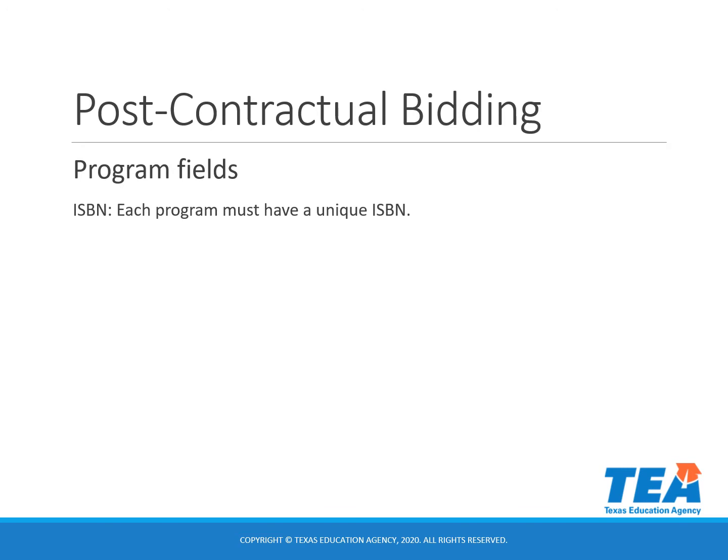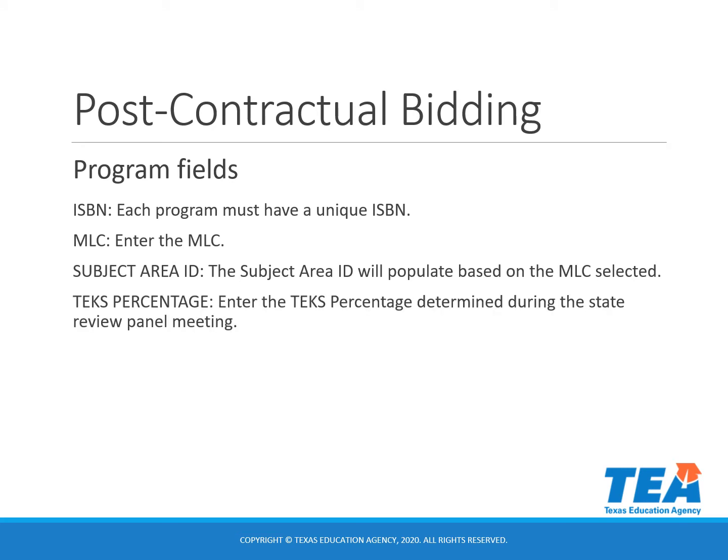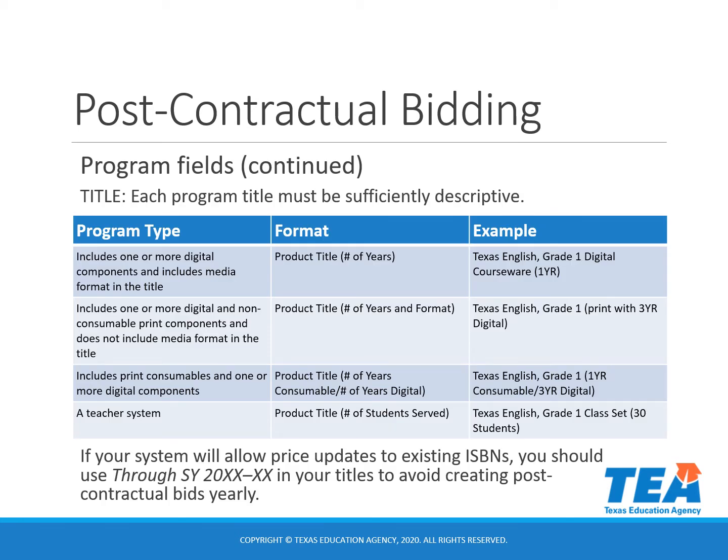We will walk through each of the fields on the program section of the new post-contractual bid form. Each program must have a unique ISBN. You will enter the MLC. The subject area ID will populate based on the MLC selected. The TEKS percentage, you will enter the TEKS percentage determined during the State Review Panel meeting. It is important to remember that districts will see very little information when ordering. They will select an MLC and the program title. So each program title must be sufficiently descriptive.